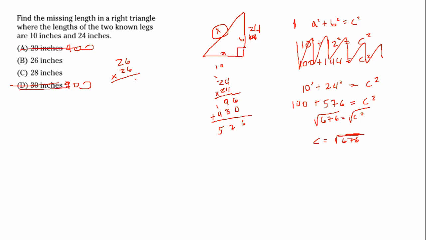6 times 6 is 36. Carry the 3. 6 times 2 is 12. Plus 3 is 15. Bring down a 0. 2 times 6 is 12. Carry the 1. 4, 5. 6 plus 0 is 6. 5 plus 2 is 7. 5 plus 1 is 6. So we know it's going to be 26 inches.